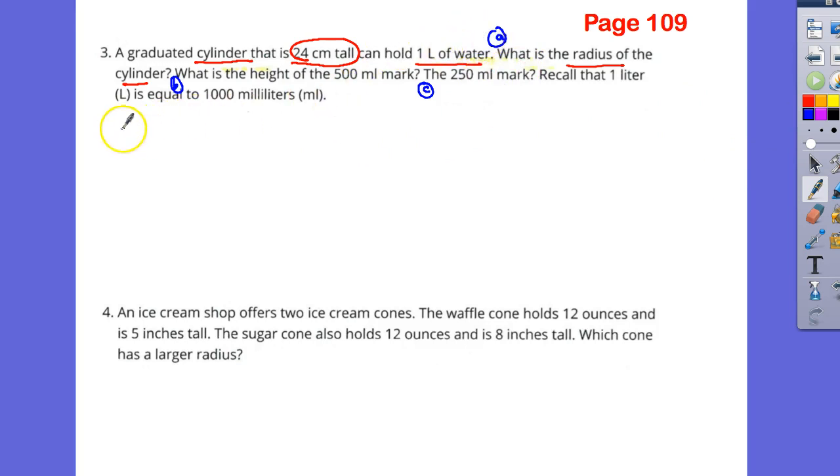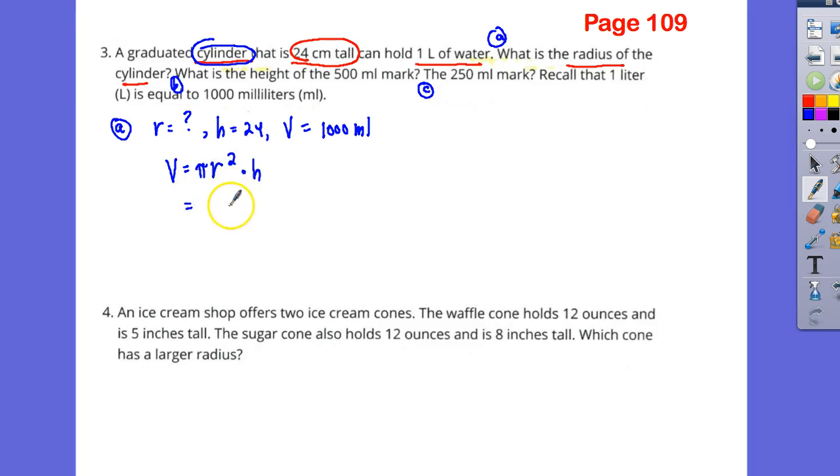So for part A, the radius, that's what you're trying to figure out. The height is 24. The volume is 1 liter, but we want to use milliliters. So 1 liter is equal to 1,000 milliliters. So the volume is 1,000 milliliters. Okay, so this is a cylinder. The formula for the volume of a cylinder is V equals pi r squared, the area of the base, times the height.